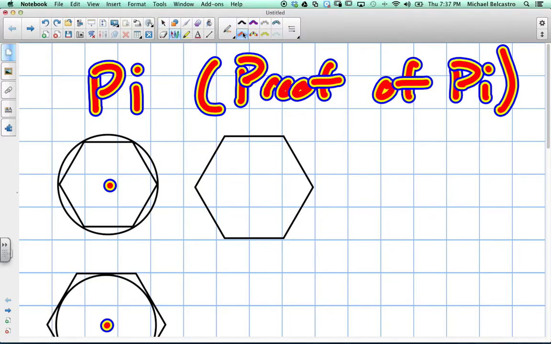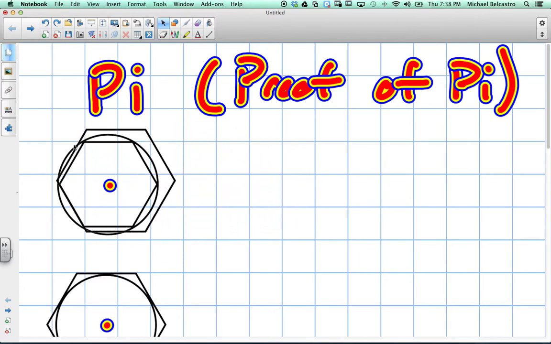Okay, we're going to go over pi and specifically a proof of pi. So pi helps us find the circumference of a circle, the area of a circle, many things like that. And what we're going to do is compare it to shapes that are essentially similar to the circle but have specific numbers of sides. So, for instance, we have a hexagon inside of this circle and another hexagon outside of this circle.